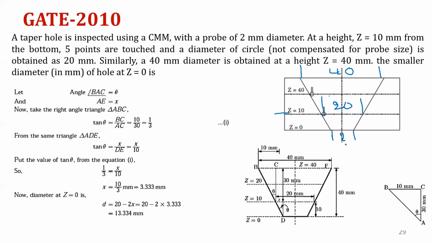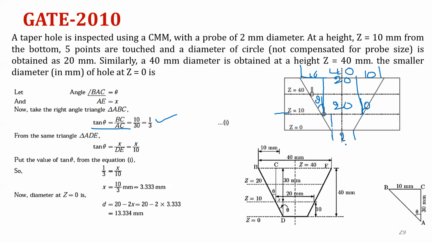To find this diameter, we need to calculate. So this is the angle theta, and this is also angle theta. This total distance is 20, so here also 20. This becomes 10 and this becomes 10. Therefore, what is tan theta? Tan theta is equal to this 10 by this, which is total 40 minus 10, 30. You will get 1/3.